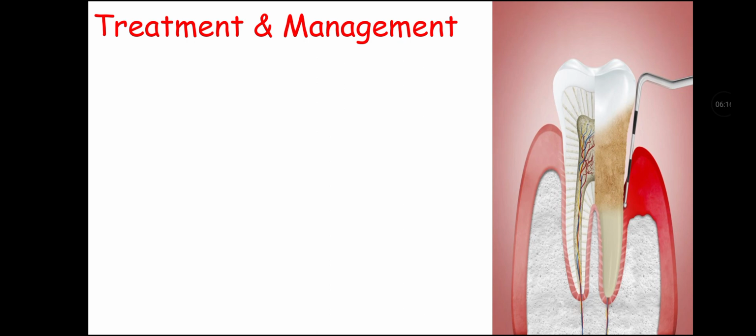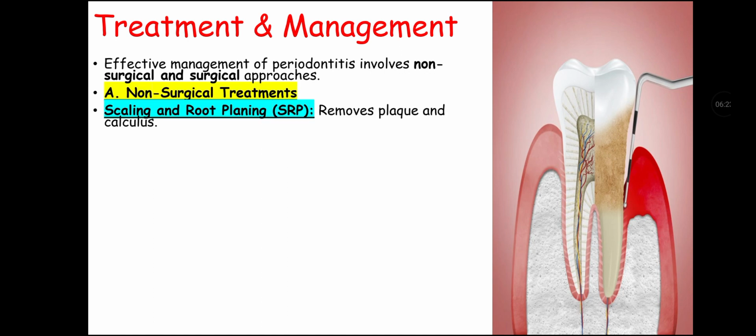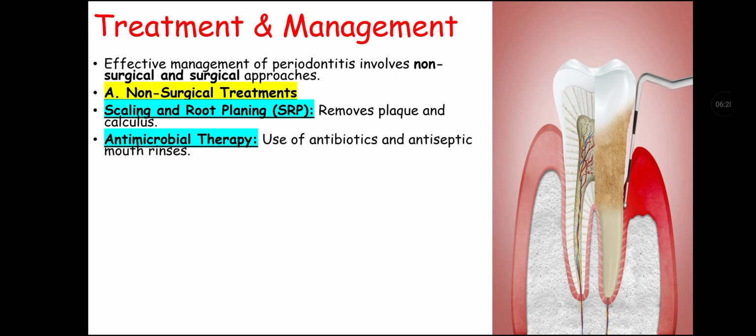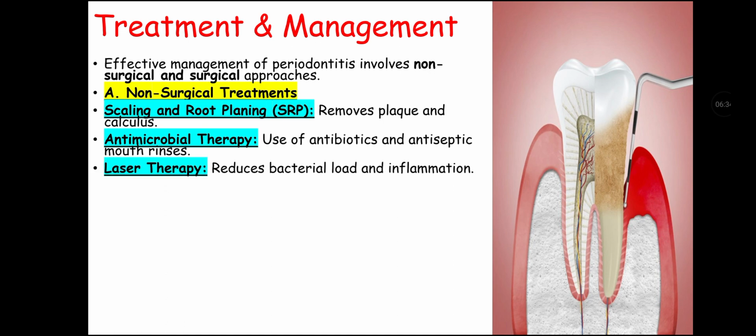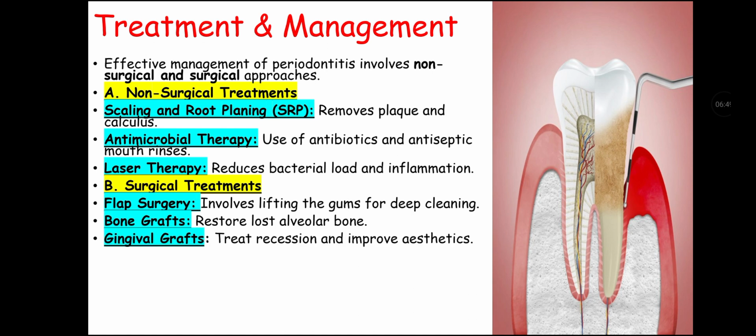Now let's talk about treatment and management of periodontitis. Effective management of periodontitis involves non-surgical and surgical approaches. Non-surgical approaches include scaling and root planing that remove plaque and calculus, antimicrobial therapy that is use of antibiotics and antiseptic mouth rinses, laser therapy that reduces bacterial load and inflammation, and then we have surgical treatments that include flap surgery that involves lifting the gum for deeper cleaning, bone grafting that is restoring lost alveolar bone, and gingival grafting that treats recessions and improves aesthetics.